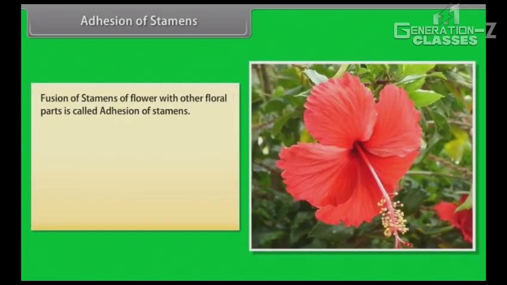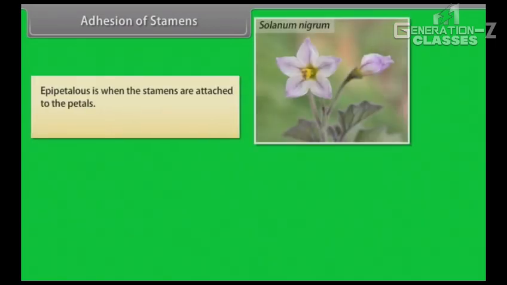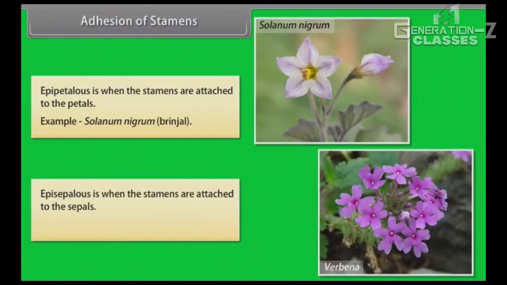Adhesion of stamens. Fusion of stamens of flower with other floral parts is called adhesion of stamens. On the basis of adhesion, the androecium is of following types: epipetalous, episepalous, epiphyllous, gynandrous. Epipetalous is when the stamens are attached to the petals. Example, Solanum nigrum, brinjal. Episepalous is when the stamens are attached to the sepals. Example, verbena.